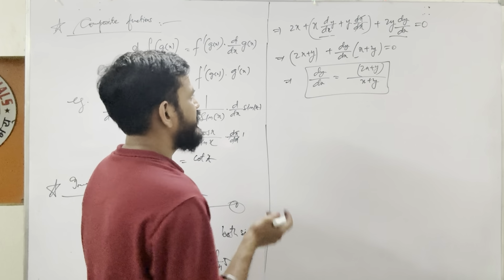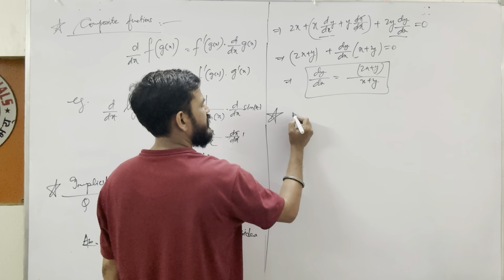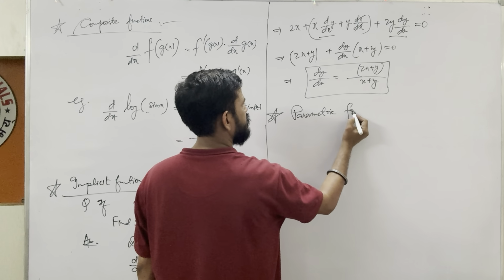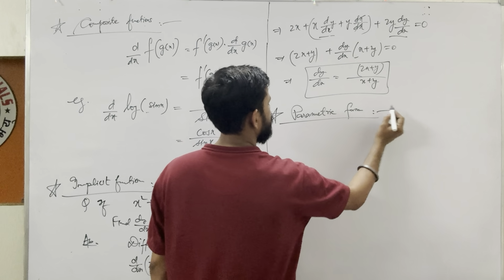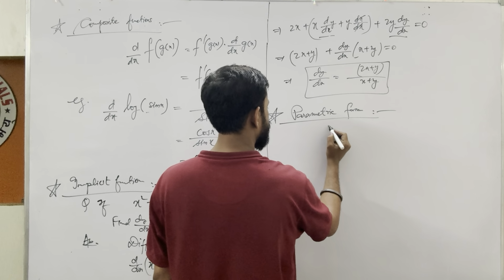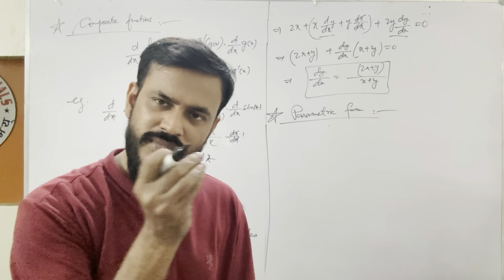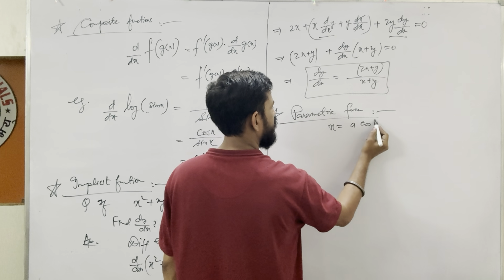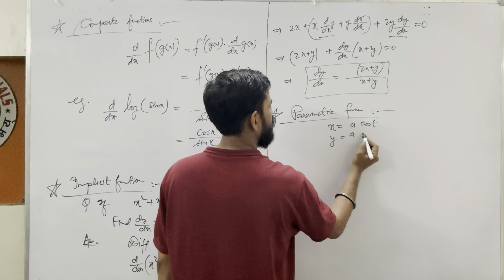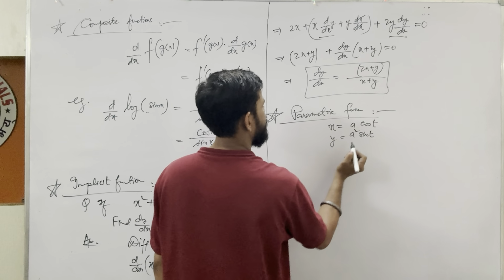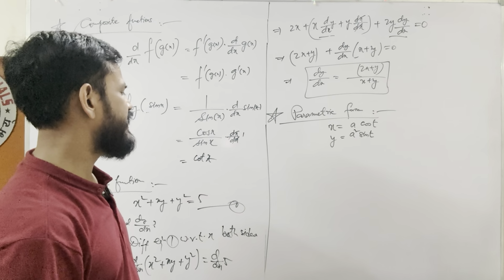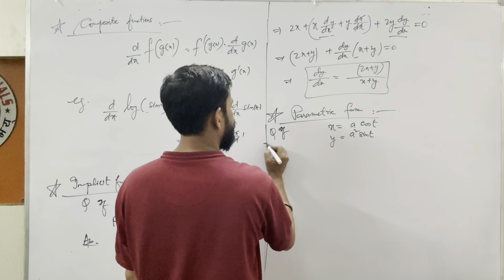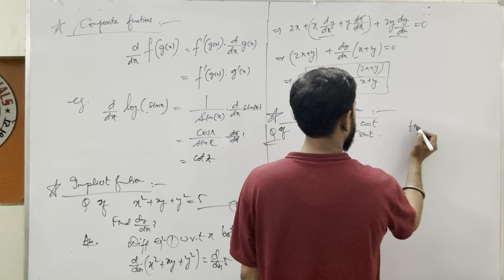All right. Now the next type of differentiation is in parametric form. In parametric form, x and y will depend on some other parameter. For example, let us take x equal to a cos t and y equal to a² sin t. Doesn't matter. Where a is a constant and t is that parameter.